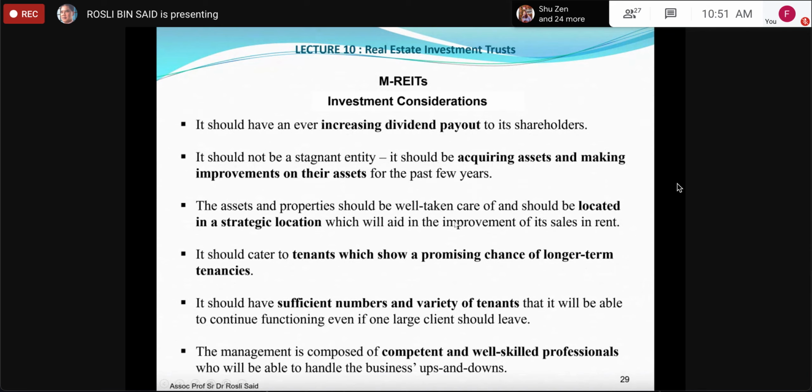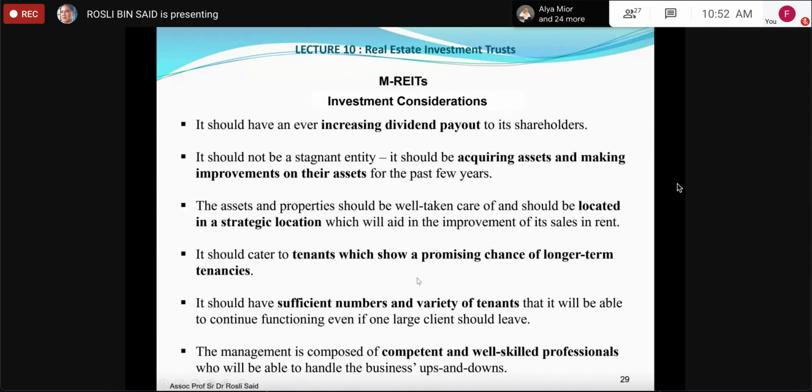The asset and property should be well taken care of and should be located in a strategic location. This is based on your observation. Location depends on what sort of demand there is, for example for hotel location. If you put a hotel very far from the city center, and your target rate, your hotel, is only 3-star, I'm sure people will not stay there.